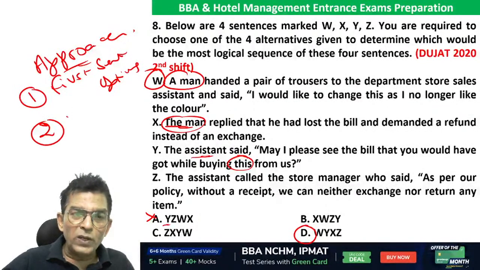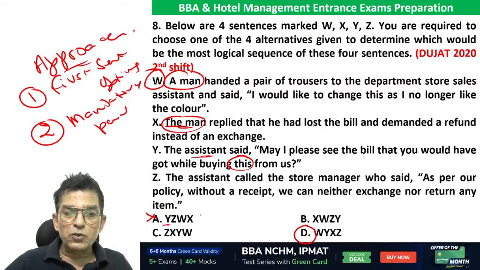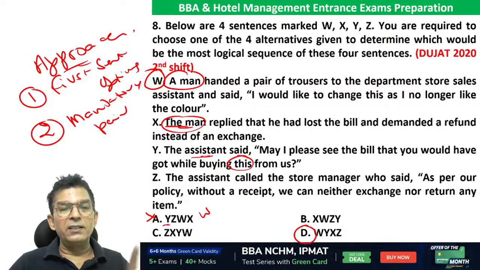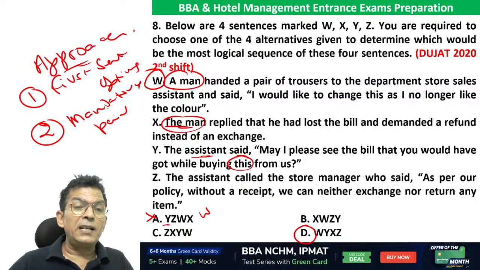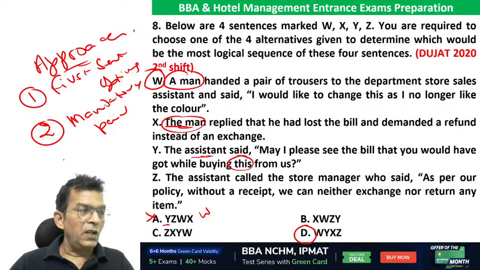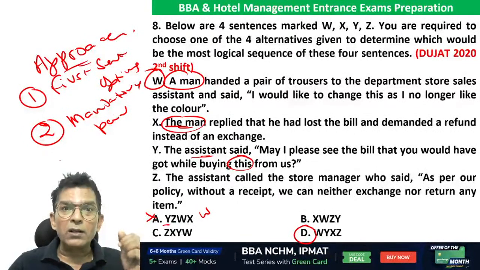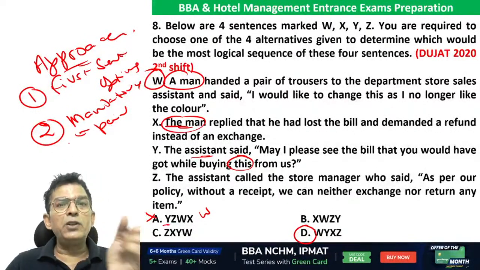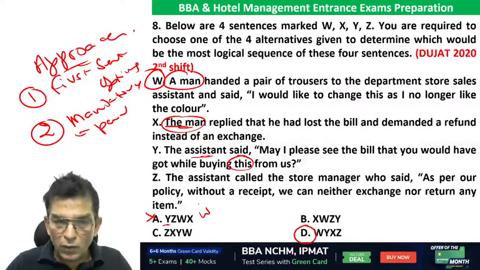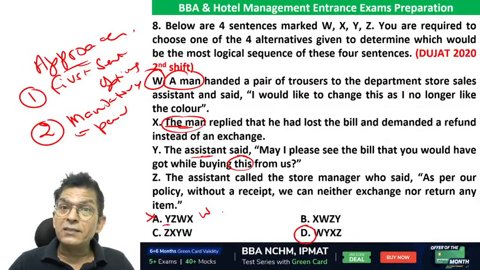Second is always look for a mandatory pair. Suppose we had two options starting with W and W. Yes, very good, Sanskriti. Yes, Y and X must come together. Now that is called a mandatory pair. So if all the options had, suppose, W as the first sentence, then what? Then we will use this trick. We will try to find out two sentences which must come together, which is called a mandatory pair, and you look for the mandatory pair in the options. That is the second thing to do.